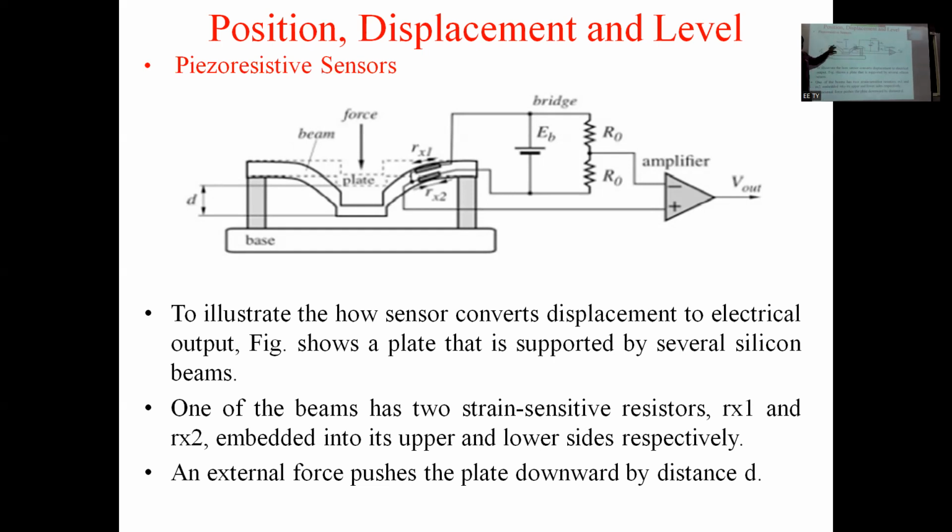So these are the two beams. See here to illustrate how the sensor converts displacement, सेन्सर कसं displacement से electrical output मध्ये convert करतो, it will be shown in this figure. A plate that is supported by the several silicon beams. So these are the silicon beams, and here is one of the plates used. Okay. Initially, see here, initially this plate is at this position. Plate upper position ला असेल.